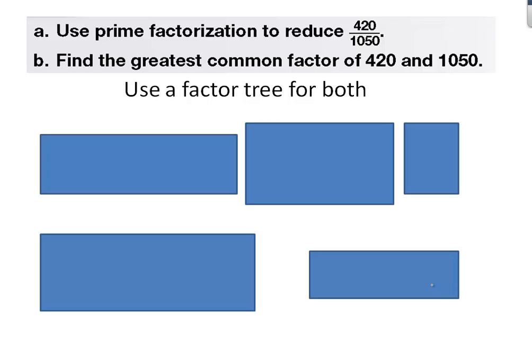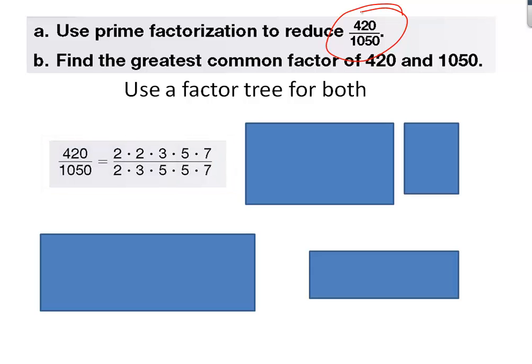Now, what's different here is that it's in the fraction form right here. So you're going to have to factor out both of those numbers using a factor tree in order to reduce it to its smallest number. So let's go ahead and see how we do that. Once you do that, you would come up with that it factors out to 2 times 2 times 3 times 5 times 7 for 420, and 1050 has an additional 5 in there.